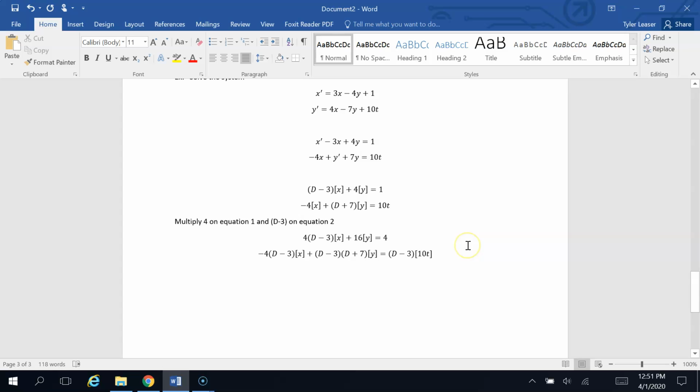Okay, so let's simplify this down a little bit. That first equation I'm just going to leave pretty much as is. It's only the second equation that I want to focus on for now.